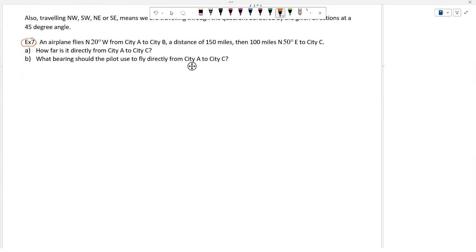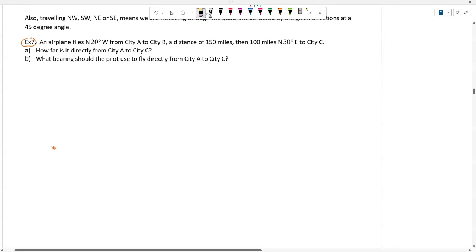I have an airplane flying north 20 degrees west, so consider that we started at this point, and the plane is starting this way, from city A to B, with the direction 150, and then 100 miles to the northeast, north 50 degrees. So okay, then let's see.